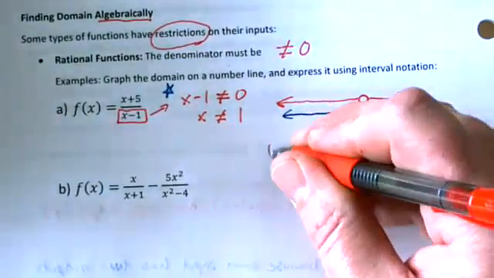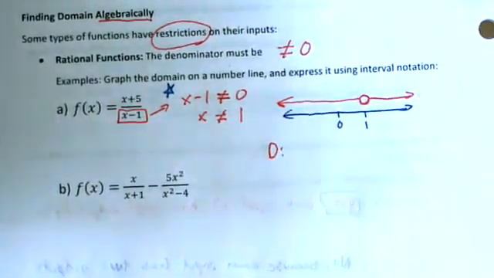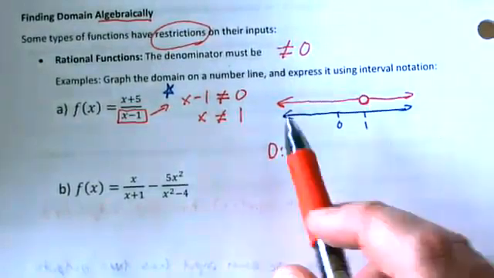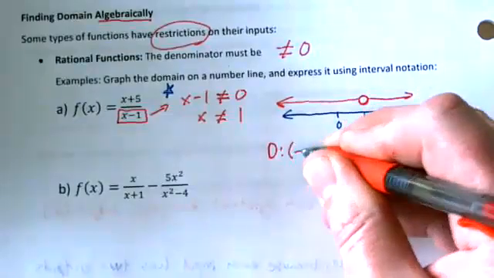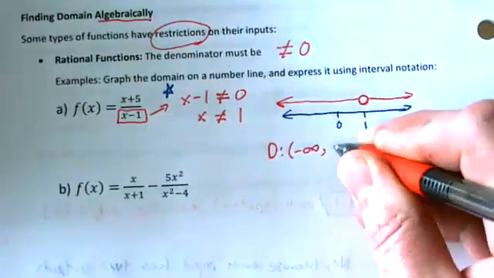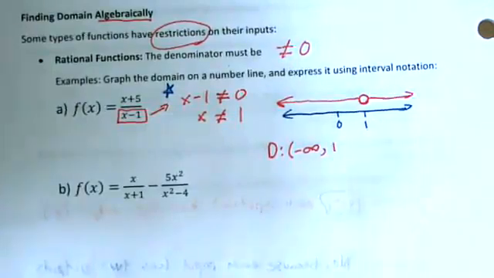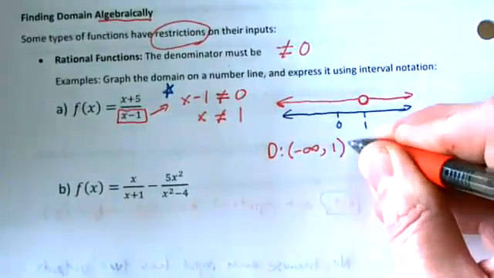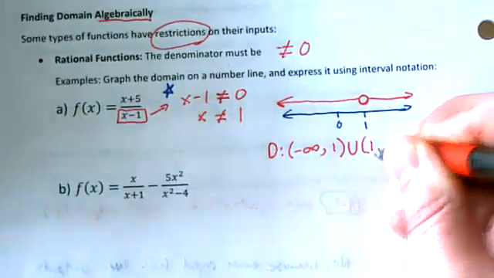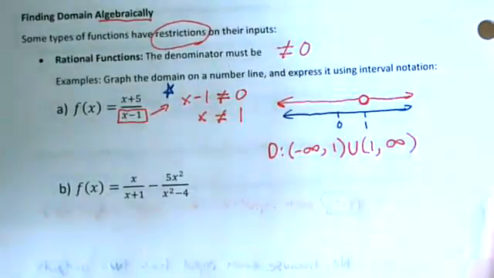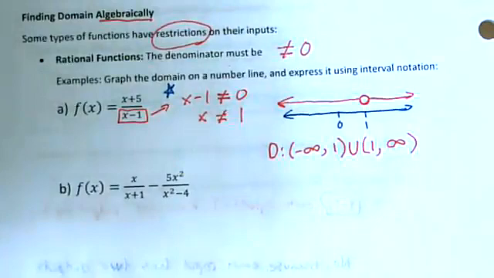This is our domain. Our domain for this particular function starts at -infinity, goes right up to 1, does not include 1. We pick up on the other side of 1 and we go up to +infinity. So that would be my final answer.